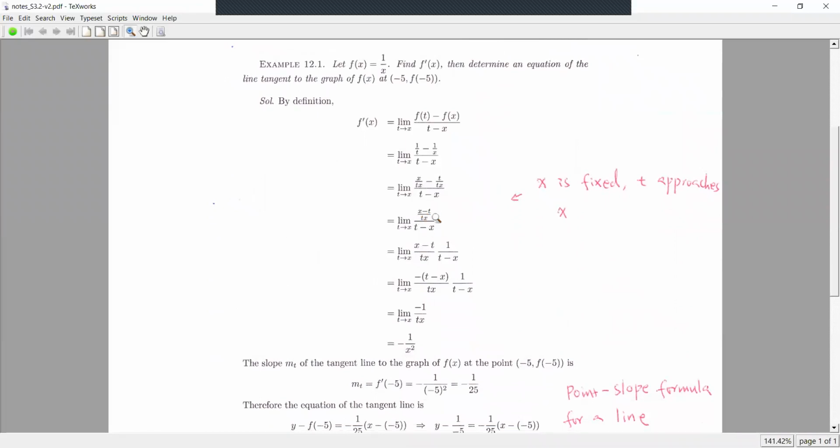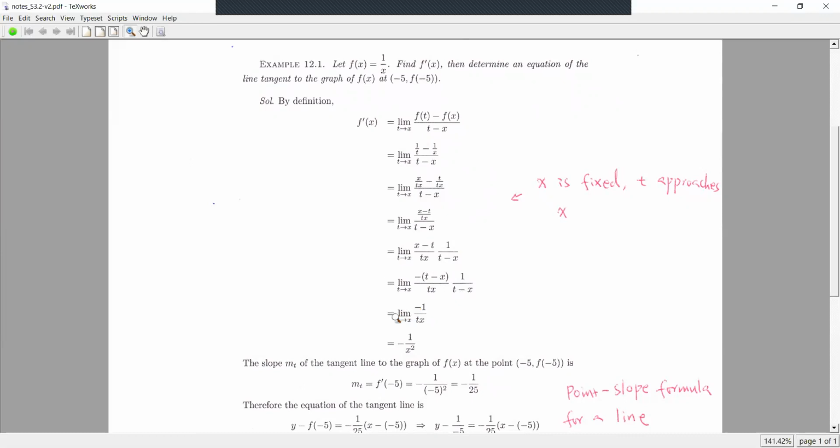Rewrite this fraction as this fraction times 1 over t minus x. And take out the negative sign from x minus t to get this equation. Cancel t minus x from the top and from the bottom. Then we have this equation.